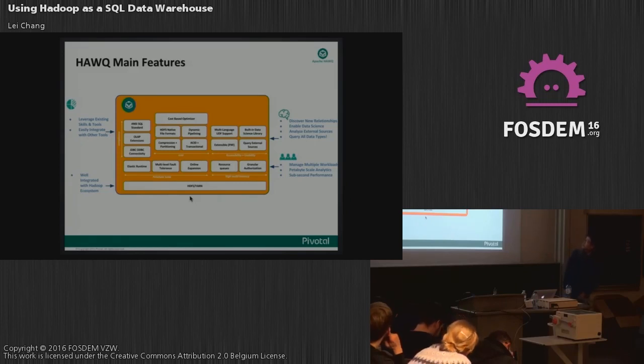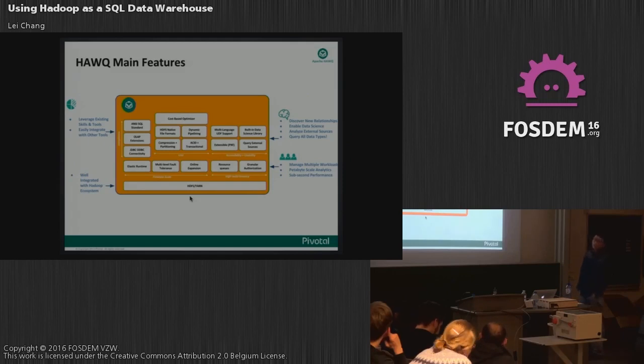So this slide shows the main features of Hawk. You can see from the left top side, from the end user side, it's SQL standard compliant. Actually, it covers SQL 92 and SQL 2003, and it also supports OLAP extensions. So you can use JDBC and ODBC to connect to Hawk. Then you can connect to almost all of your applications. And internally, it has a cost-based optimizer. In the next talk, our colleague Edison will introduce Orca, which is the cost-based optimizer in Hawk.